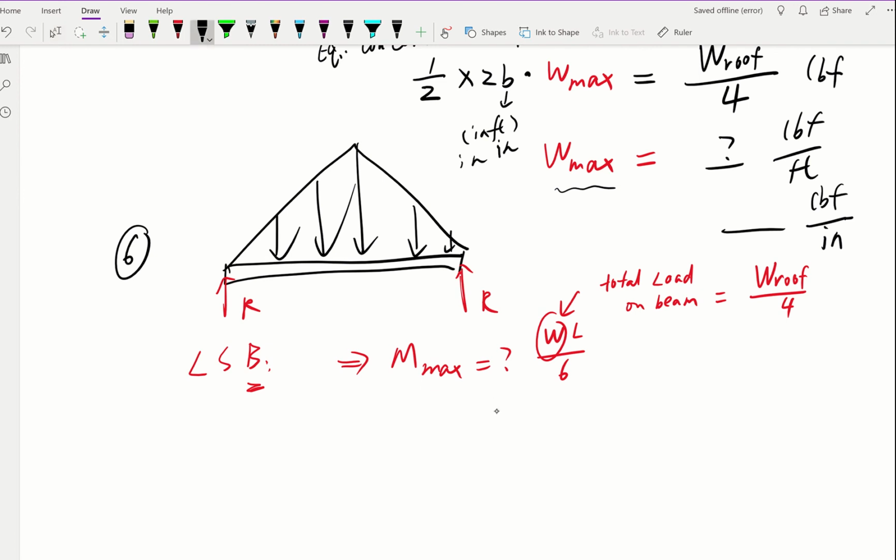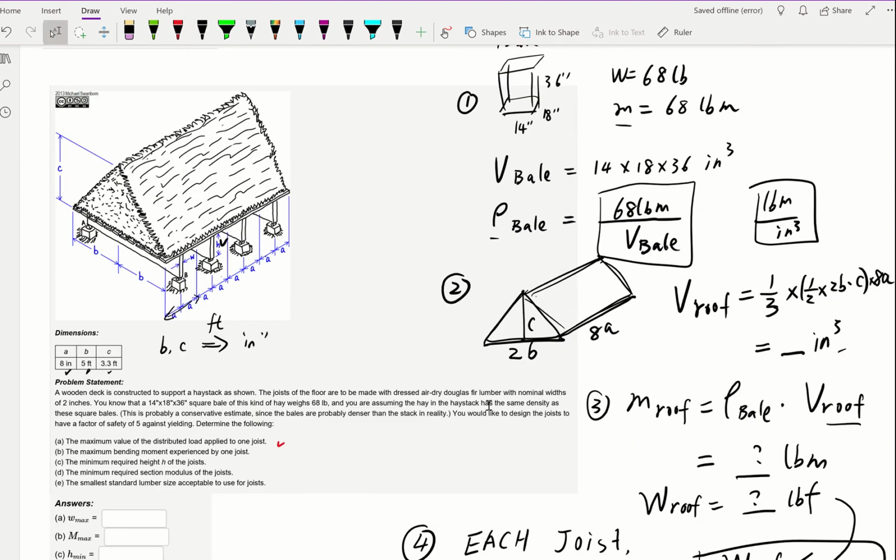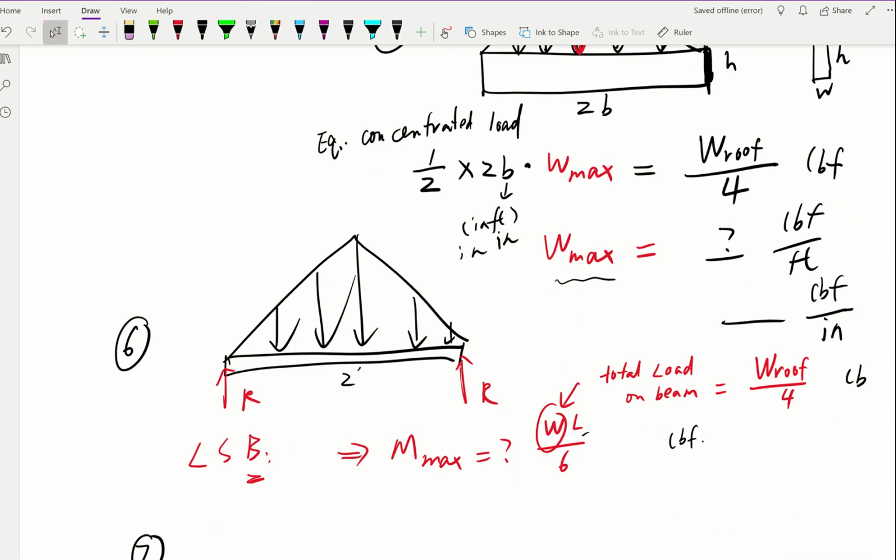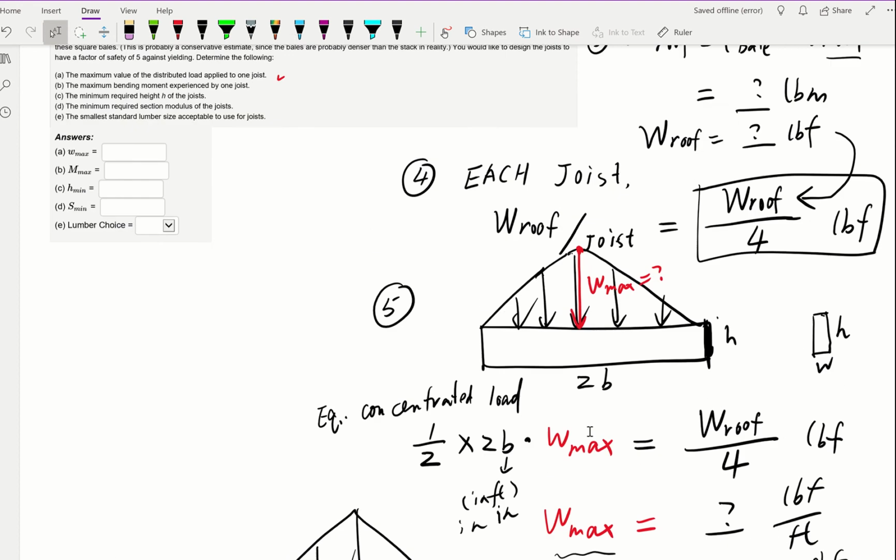Okay. Then, just to confirm with the unit, because this roof load is going to be in pound force, and then times L. So that's going to give you pound force, and this L is 2B, right? So L here is 2B. Then we will get the unit of pound foot, because B takes the unit of foot. And that's what we needed for maximum bending moment. So the unit does make sense.